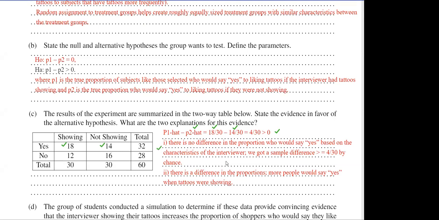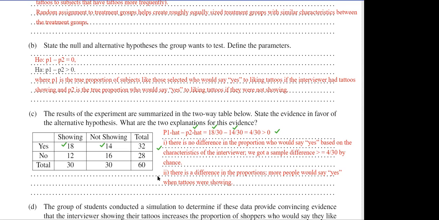One explanation can be that there is actually no difference in the proportion who would say yes based on the characteristics of the interviewer. We got a sample difference of greater than or equal to 4 out of 30, right? We got a sample difference of at least 4 out of 30 by chance.